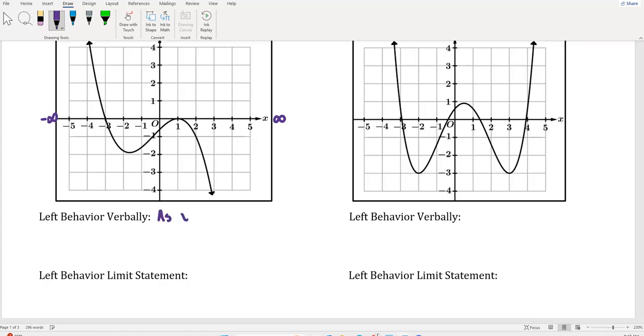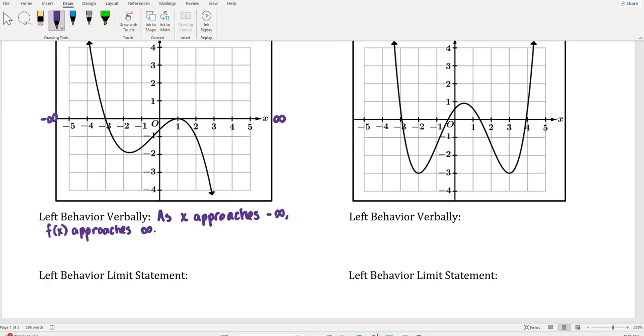As x approaches negative infinity, f of x approaches, in this case, on the left side, that left side of the graph is going up, so approaches positive infinity. That's how we wrote it in Math 3. And this is still correct. It is fine to write your answer like this.